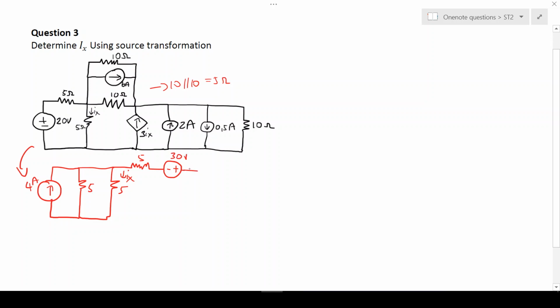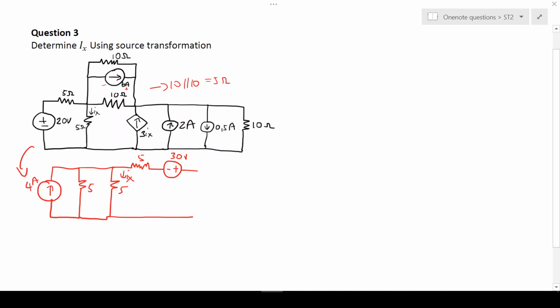Also important to note the polarity of my voltage source. In terms of polarity, that would be negative to positive from a source side, so that would be minus plus in that direction.